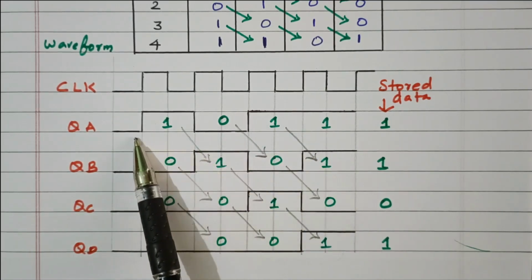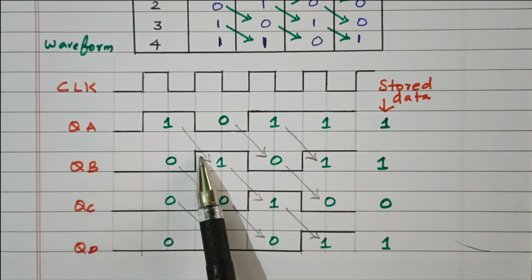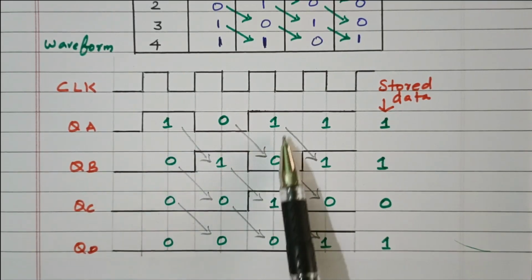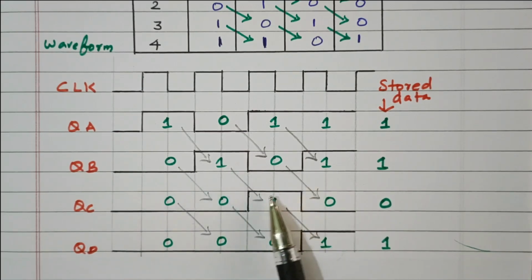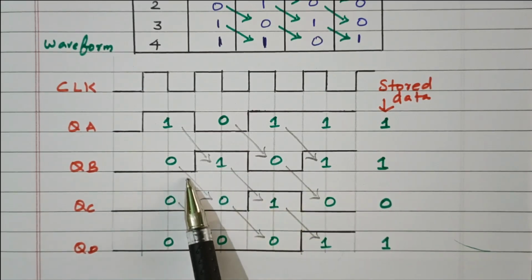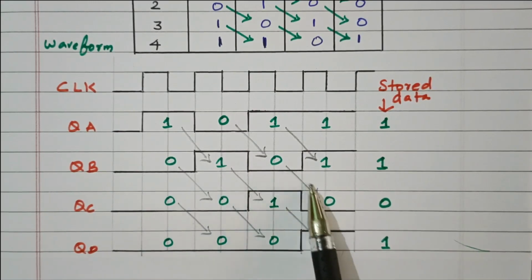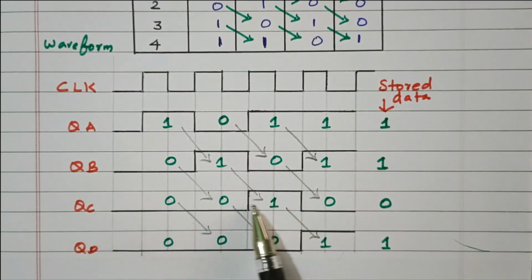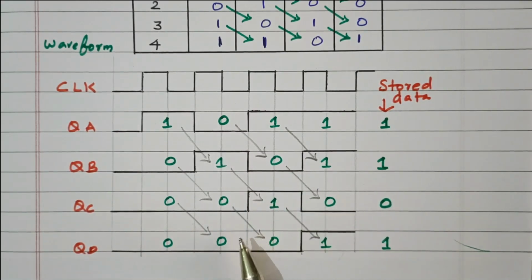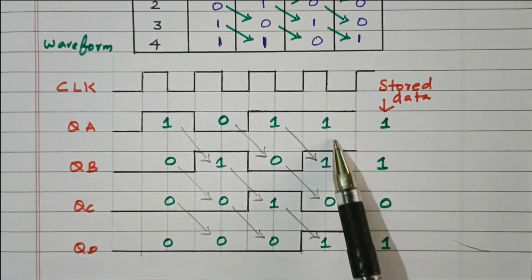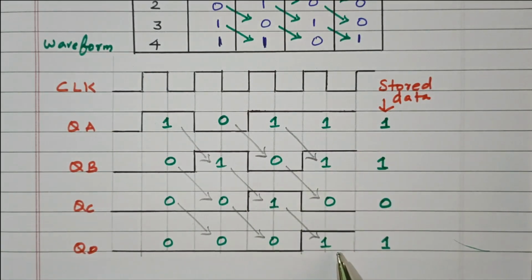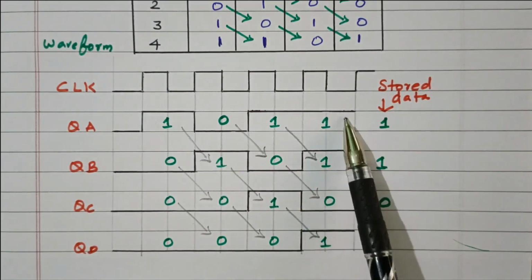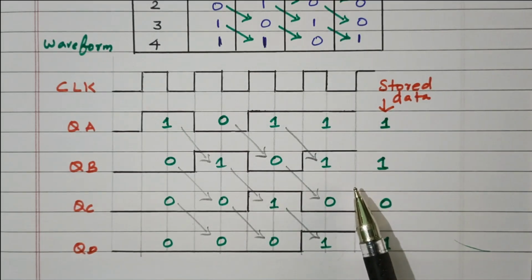After that this 1 will be transferred to the next. This 0 is shifted, and now it becomes 0, 1, 0, 0. After the third clock pulse this is shifted, so it becomes 0, 0, 1, 0. And on the fourth, it is transferred, now 0, 0, 0, 1. So this is our required output, 1, 1, 0, 1, where 1, 0, 1, 1 is the order of input starting from the LSB.